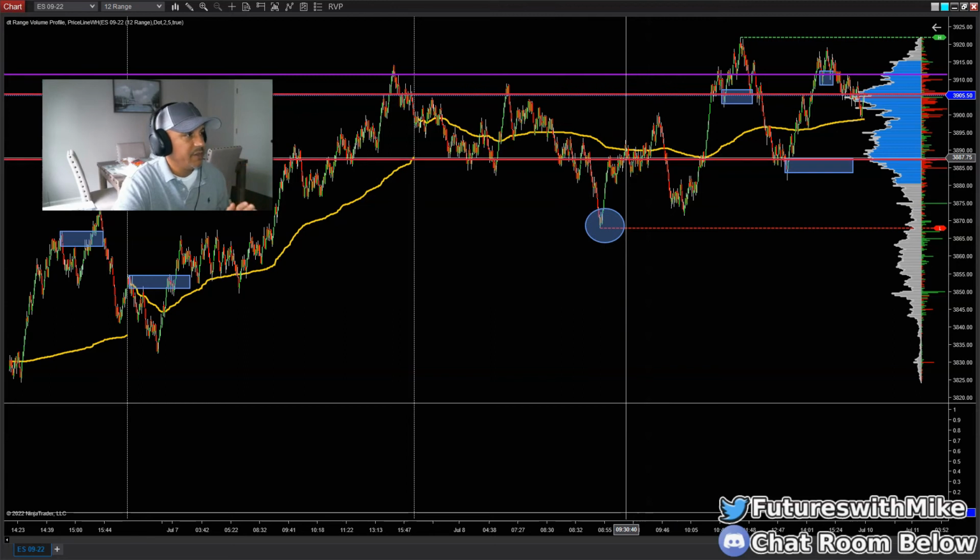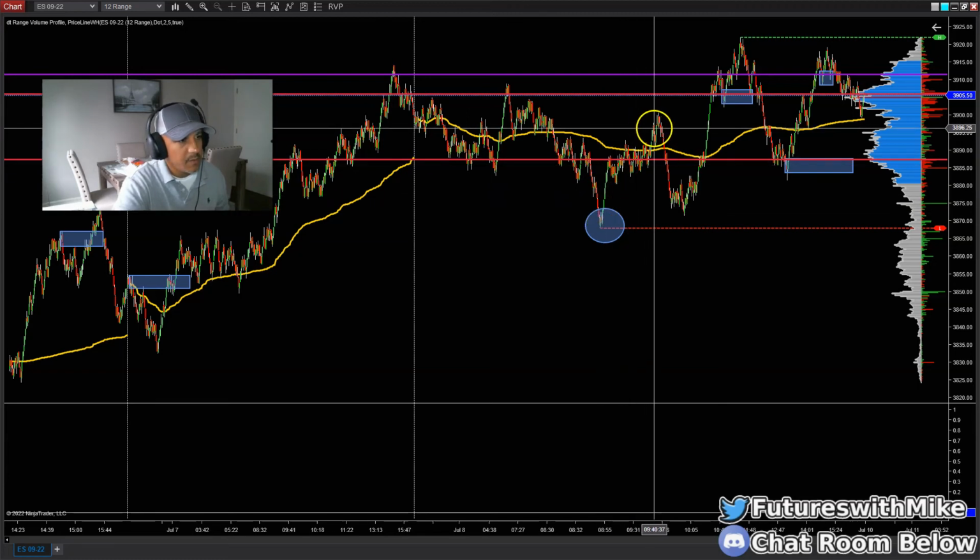You really don't want to take a trade there unless you get clear confirmation, clear rejection off the 4 range. If you're marking zones from the 12 range chart, you want to make sure that you're getting that clear confirmation on the 4 range. So the market pulls back.